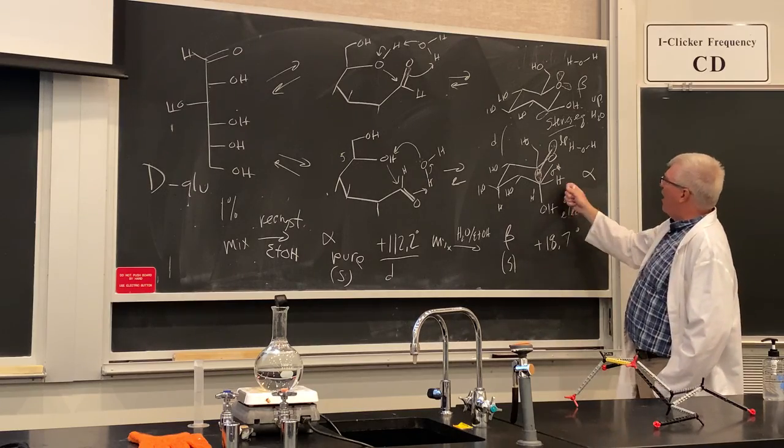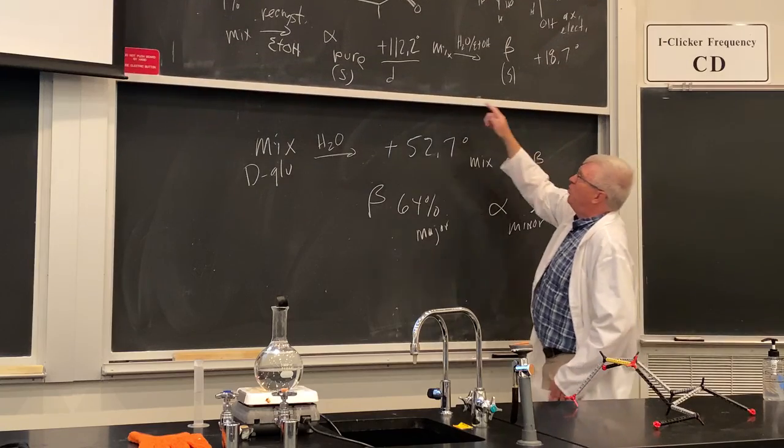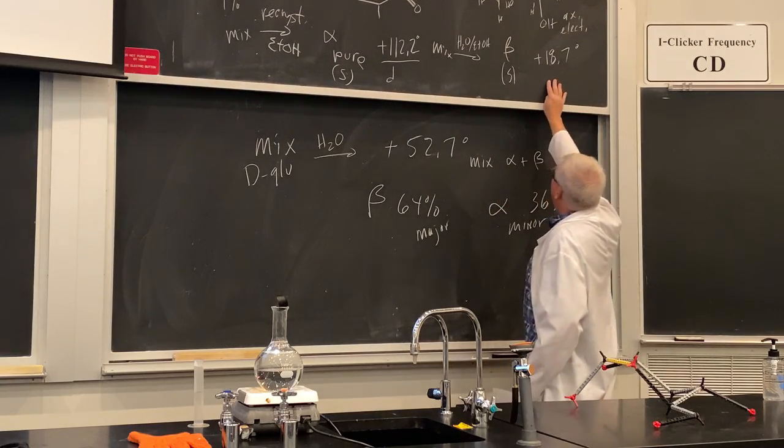And so that's why we have a lot of alpha at equilibrium. Pure alpha is 112.2. Pure beta is 18.7.